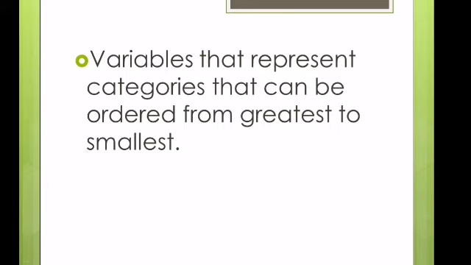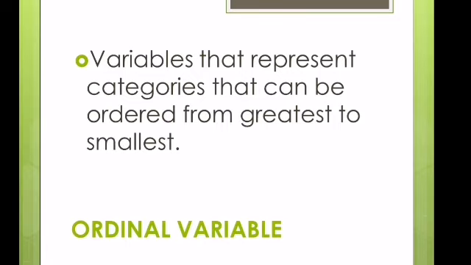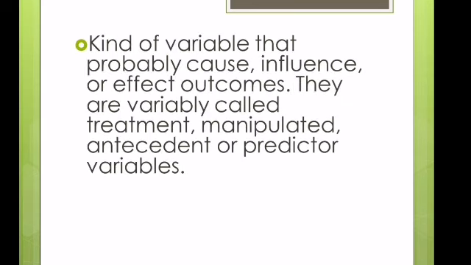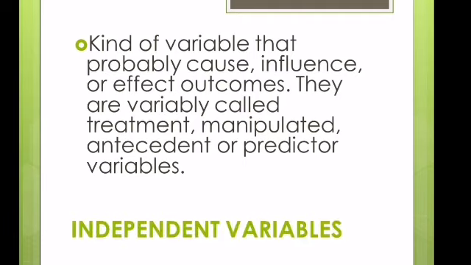These are variables that represent categories that cannot be ordered from greatest to smallest. Nice one! That is ordinal variable. Next, a kind of variable that probably cause, influence, or affect outcomes. They are variably called treatment, manipulated, antecedent, or predictor variables. What variable is that? That is the independent variable.